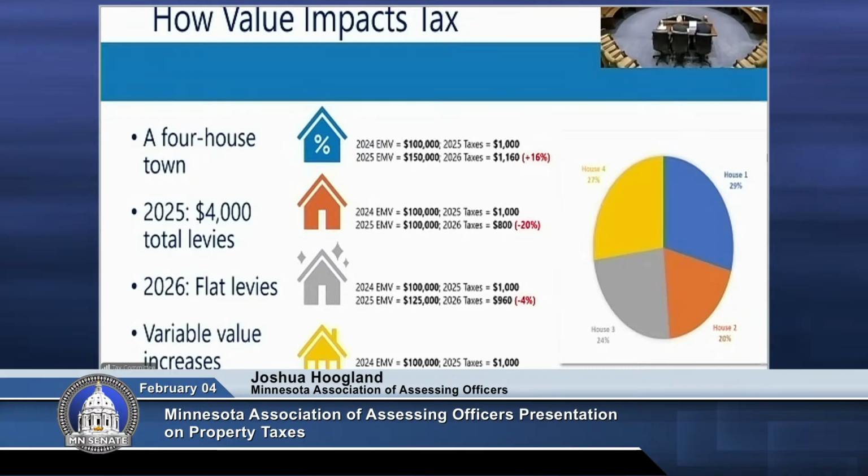And if we look at each one of these homes in this four-house town, the top home is looking at a $50,000 increase, 50%. The resultant tax based on their share of 29% of the total levy is a 16% increase. The second home is looking at a flat value. And due to that flat value and the shift to other property owners, that property's looking at a 20% reduction in their total tax. The third home is looking at a 25% increase. Again, due to that shift, they're looking at a 4% reduction in their actual tax bill. And then the last home is looking at a 40% increase, which looks at an 8% increase.